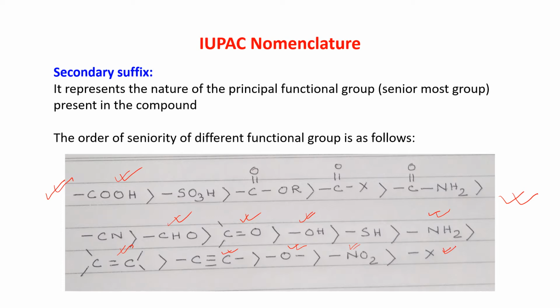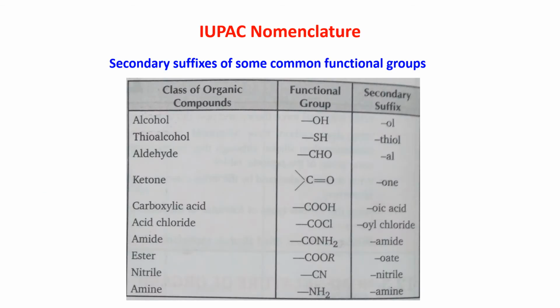Suppose in a compound, two functional groups are there. One is carboxylic group, that is the first one, and another is nitro group. Both the groups are there. Then which one will lead? Carboxylic group will lead. That means the name ends with the carboxylic group. I'll explain all these things to you. Now, this is also a very important slide.